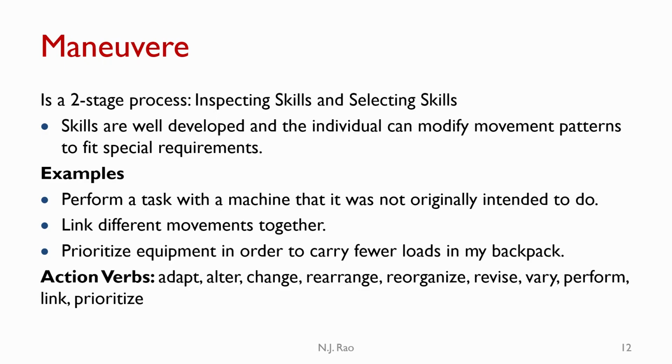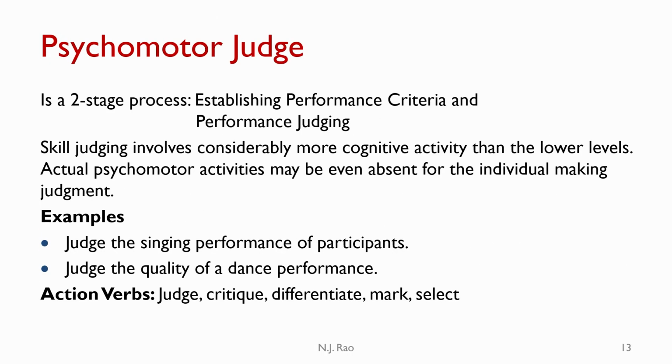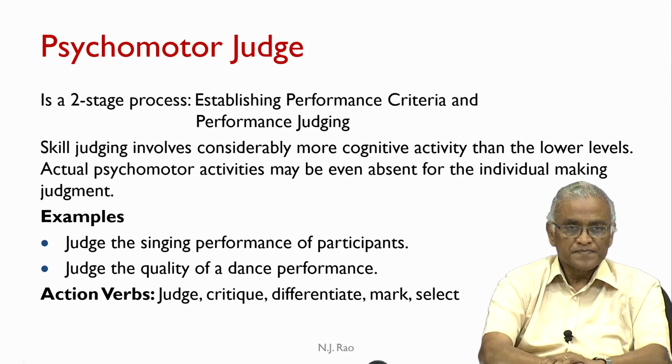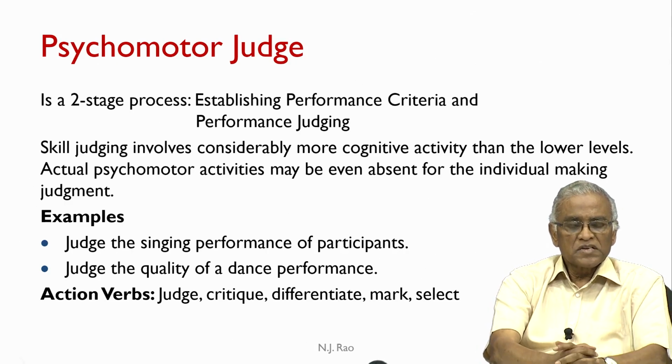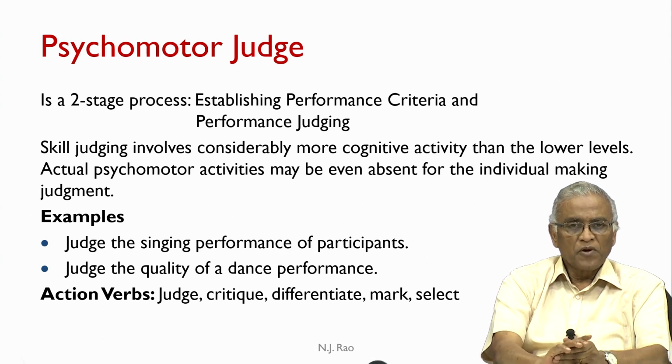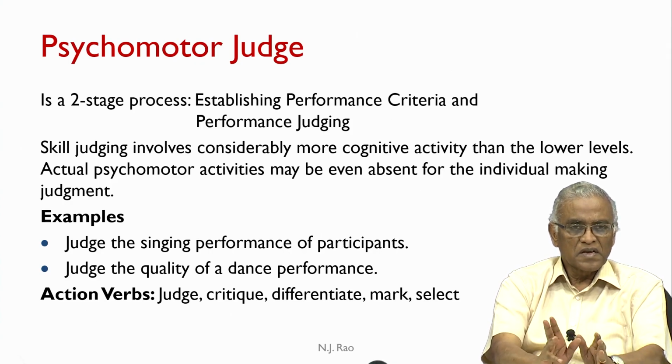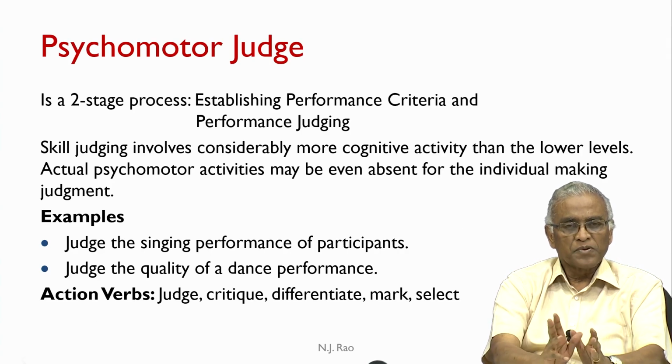So, this is the fourth level of the taxonomy of psychomotor domain. Then comes the psychomotor judge. It is again a two-stage process. You are establishing performance criteria and performance judging. If you look at it, these words once again look very similar to the evaluate process of the cognitive domain. That is, you identify criteria for comparison, and then you are applying those criteria to judge.